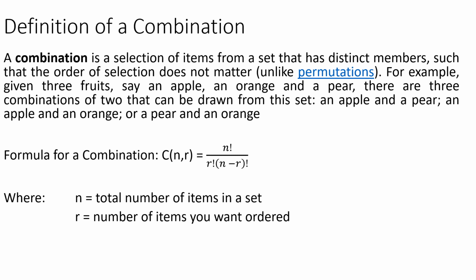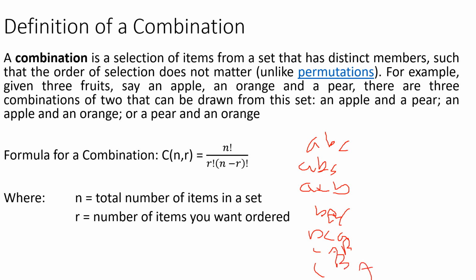Now, combination is similar to permutation, but the order doesn't matter. In other words, where I had ABC, and we go back, we had ABC, ACB, and BAC, BCA, and then we had CAB, I apologize for my writing here, CBA. There are 6 different permutations of that.